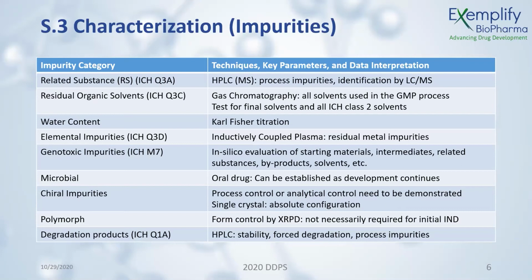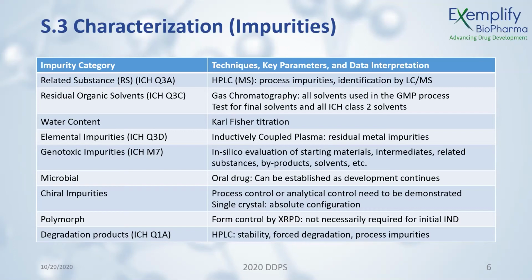Class 2 solvents have mild toxicity and need to be well controlled and well monitored. You do need to test for water content by Karl Fischer titration. You also need to test for elemental or metallic impurities, which could be introduced from your vessel or from the catalyst you use. The technique we use is ICP-MS, and there's an ICH guideline governing the control limits.